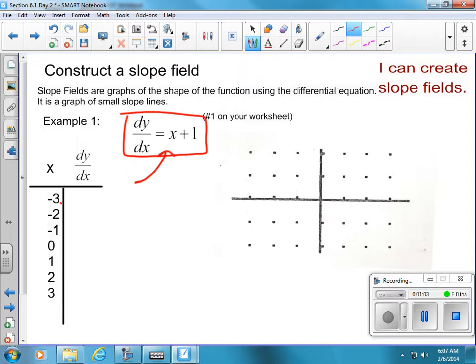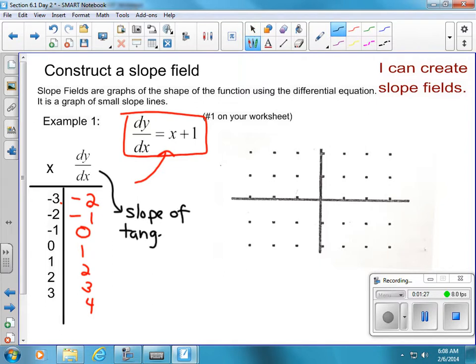So if we put a -3 plus 1 in here, we get a -2. So we're basically adding 1 to each number, right? -2, -1, 0, 1, 2, 3, and 4. So these are the slope of the tangent line at each of those x values.